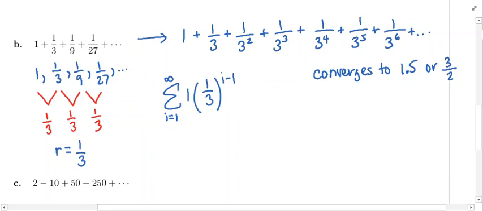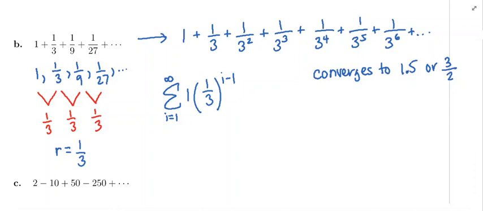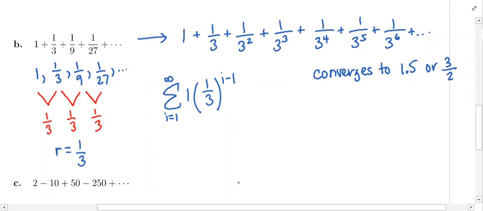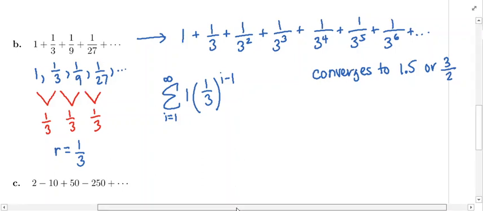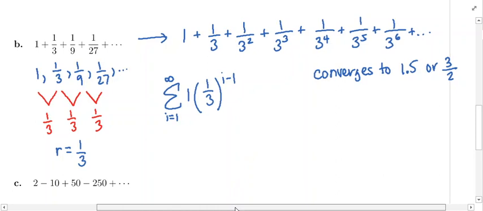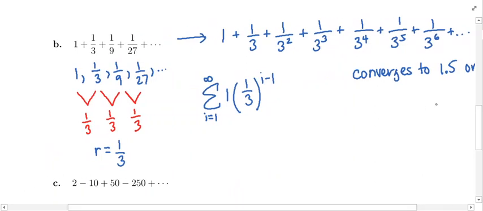So the key here is, yes, you're adding infinitely many terms. However, each future term gets smaller and smaller, so eventually the contribution becomes almost negligible. It doesn't contribute anything to the sum at the end of the day. So it looks like this infinite series will add up to a particular number. It looks like this one is converging.